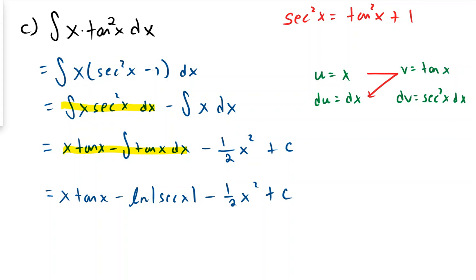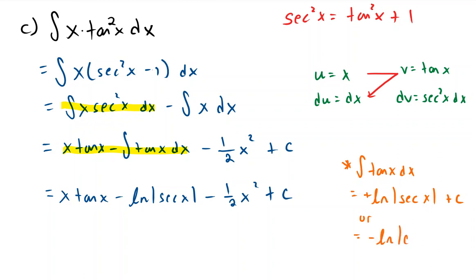And I'm going to go through and write the integral that we used. The integral that we used was that the integral of tangent of x dx is equal to, let's say, positive natural log of secant of x plus c, or we could have chosen to say it's the negative natural log of the absolute value of cosine of x. Whichever one, it's still the same answer. And that's my little asterisk.